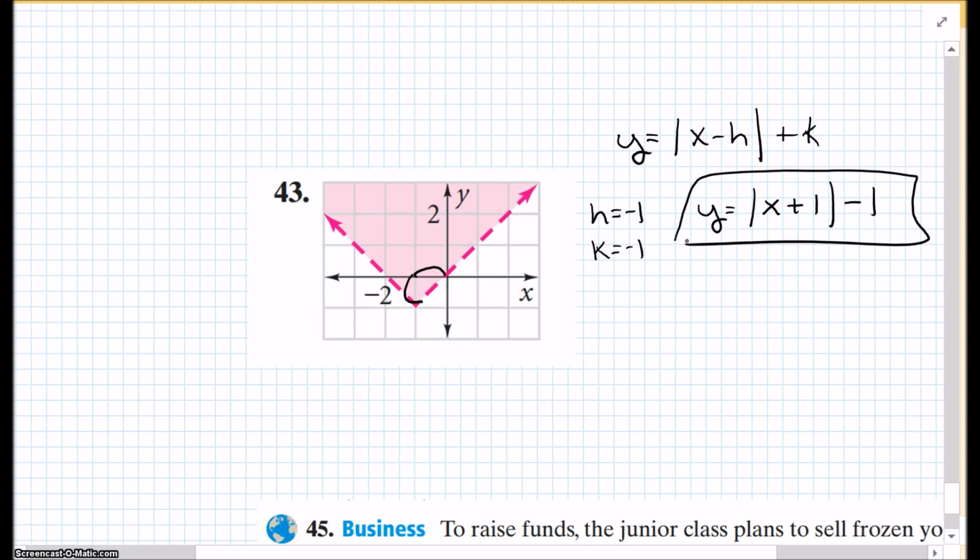So there's our equation, but it's an inequality, so get rid of the equals. It's greater than, okay, the line's dotted, so there's no equal to, so it's just going to be y is greater than the absolute value of x plus 1, minus 1.